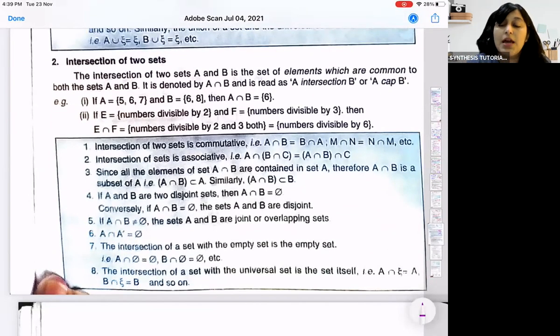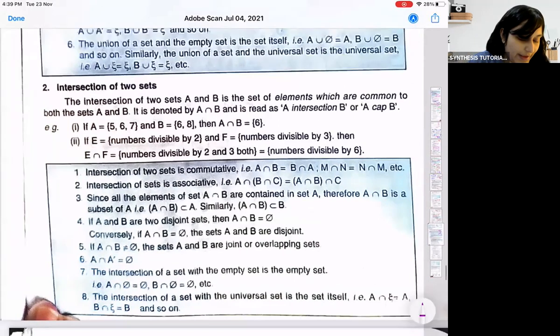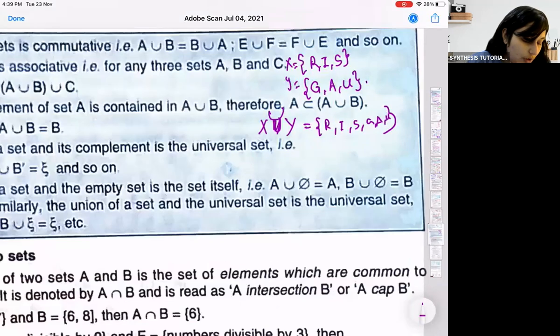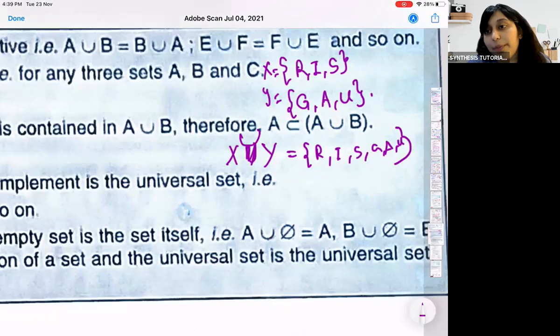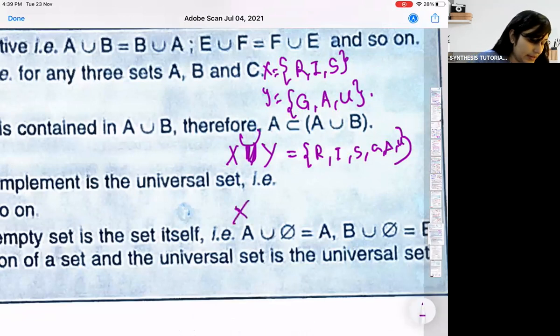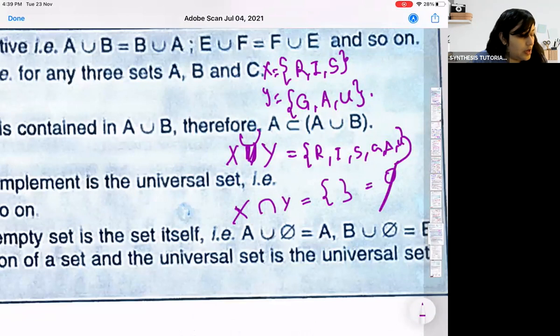Are you all understanding? Now what if there are disjoint sets? Let's say we have X and Y. If I take the intersection of these two, is there any common element? There isn't, right? So what will their intersection be? In this case, X intersection Y will be an empty set. It will be nothing because there's no common element. Understood? So when there are no common elements, intersection will be nothing, empty.